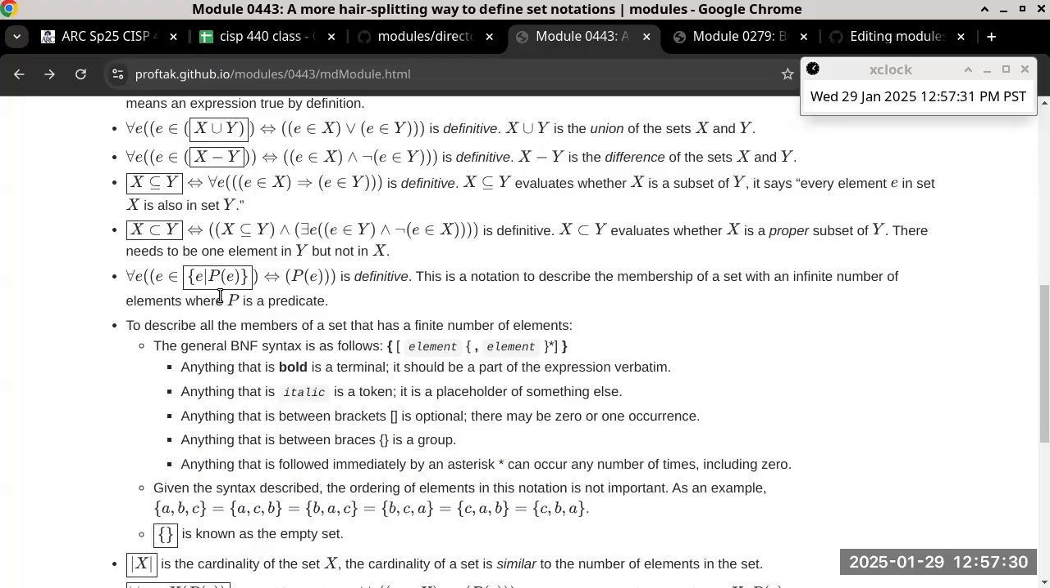Okay. So this is definitional, which means every time you see something like this, which has open curly braces, some symbol, a vertical bar, which is also read as such that, and a closed curly brace with some kind of conditional statement here, that means exactly this thing here. If and only if P of E is true. So E is an element of this particular set if and only if P of E, the predicate, returns a value of true. Okay, so it's time to look at an example.